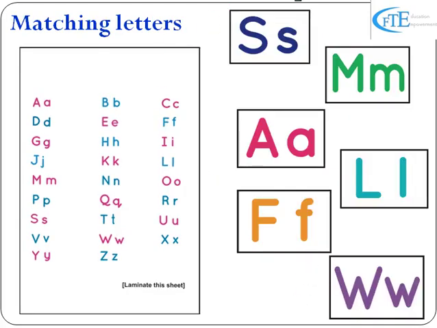Then prepare small letter cards like this and get your child to match and identify the letters. Initially, you would have to help the child, but you will notice that after 2 or 3 weeks, the child can identify and articulate these letters without your help.